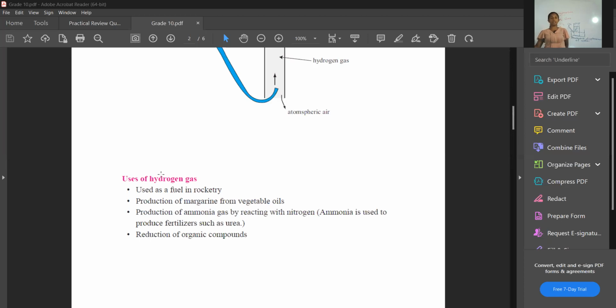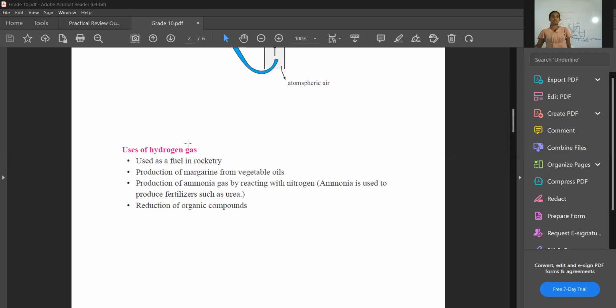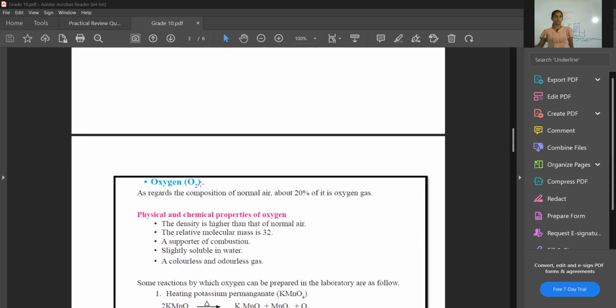Fuel, I told you, it is a combustible gas, right? It burns and it gives energy, so it is used as a fuel in rockets. And in the production of margarine and the production of ammonia gas, NH3. By the combination of nitrogen and hydrogen gas, ammonia gas is produced. And in the reduction of organic compounds. So those are the uses of hydrogen gas.